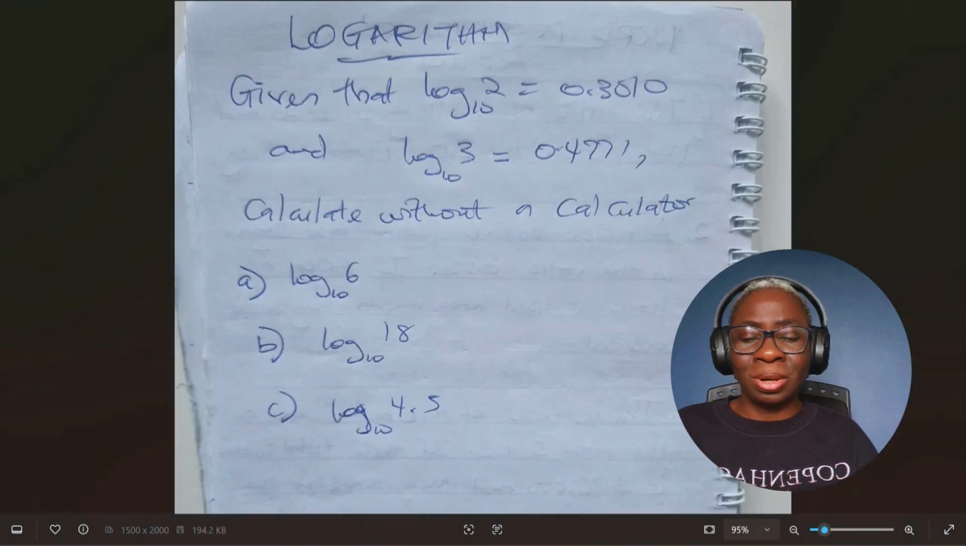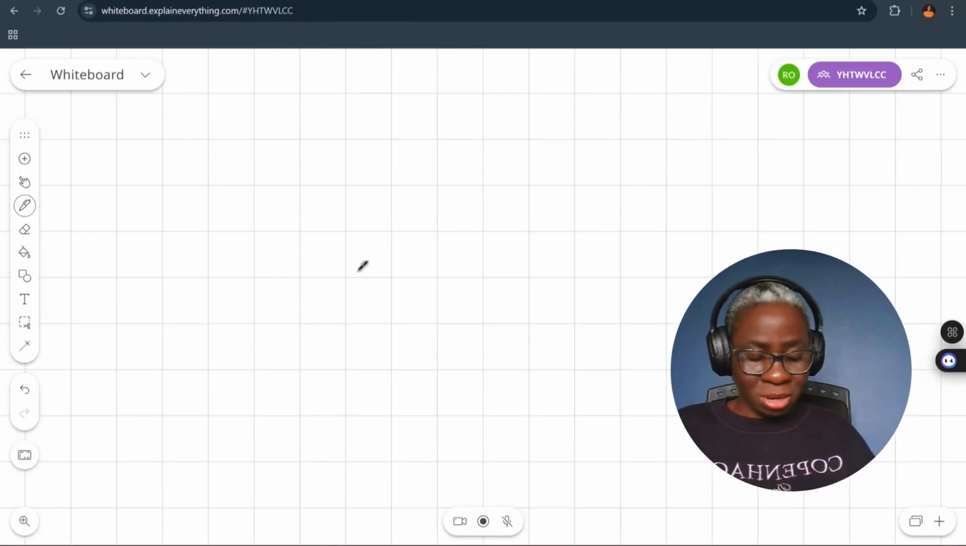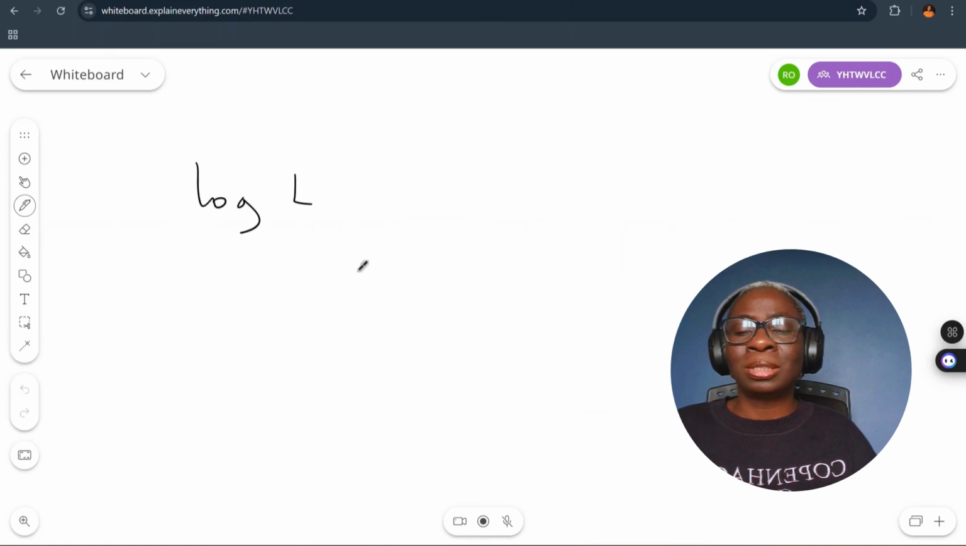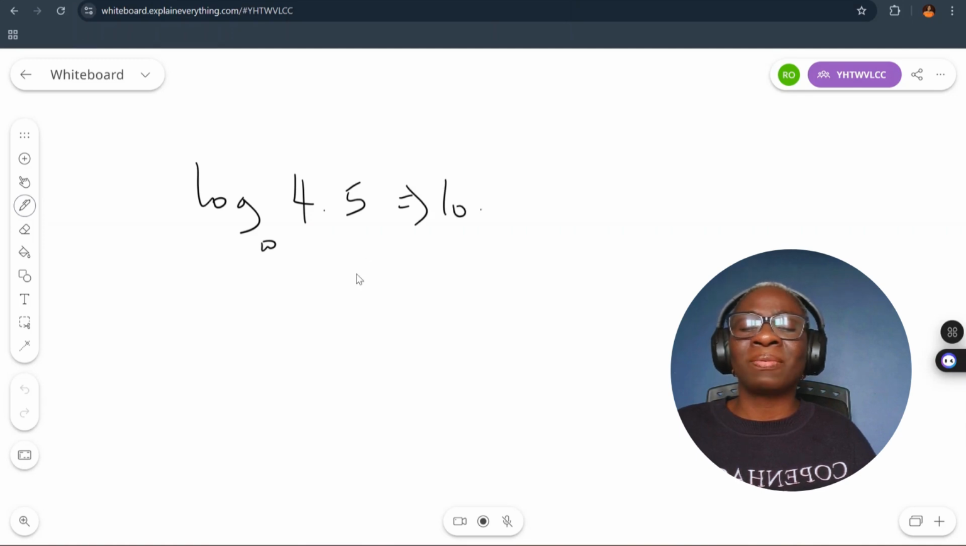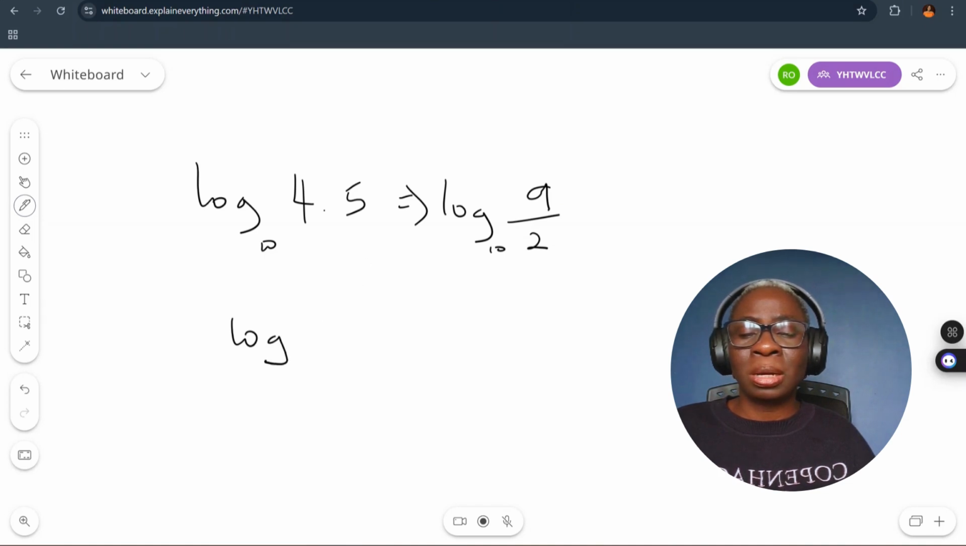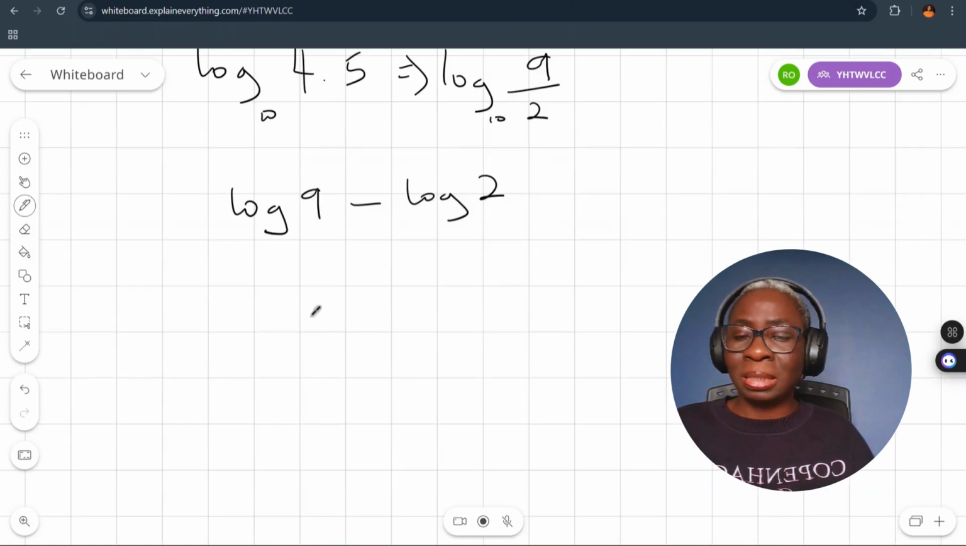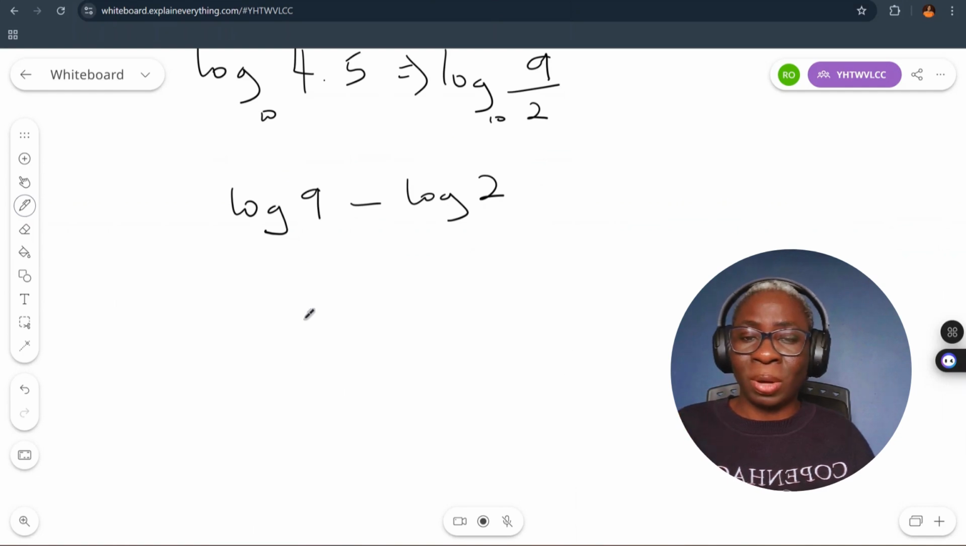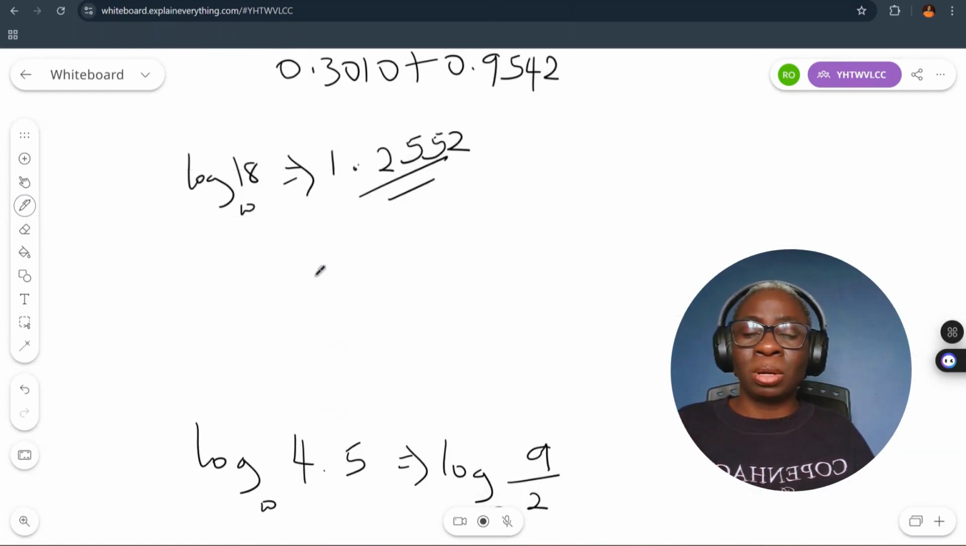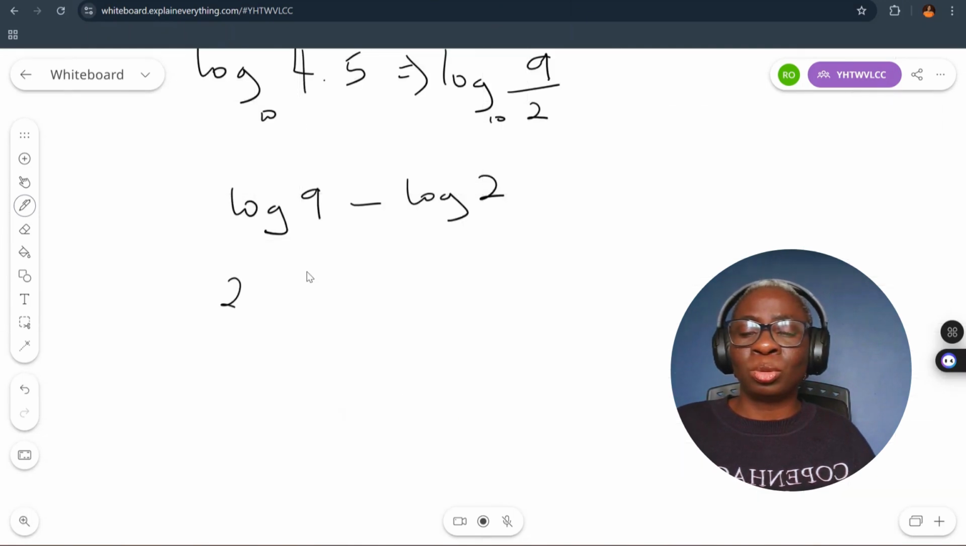And to the last one, log 4.5. So let's think of how to split 4.5 to give 2 and 3. 4.5 is the same thing as 9 over 2, right? Yes, 4.5 is the same thing as 9 over 2. So this means log 9 minus log 2. And 9 means 3 raised to power 2, just like we have here. So that will be 2 log 3. So this will now be 2 log 3 minus log 2.